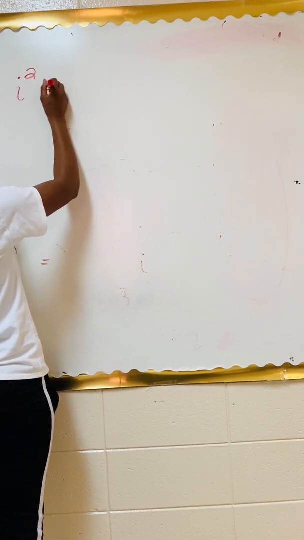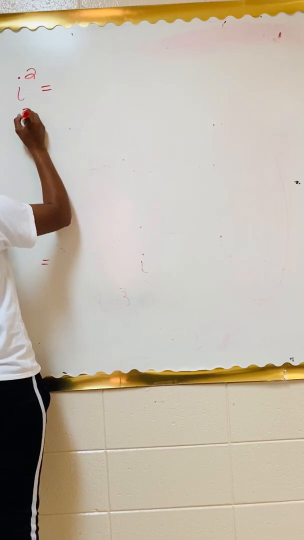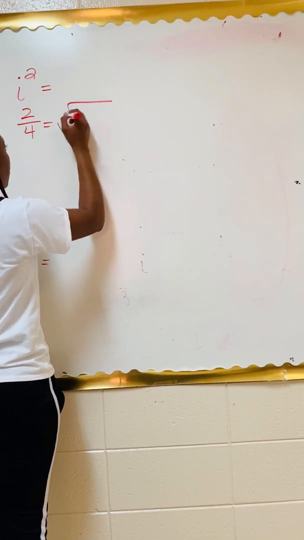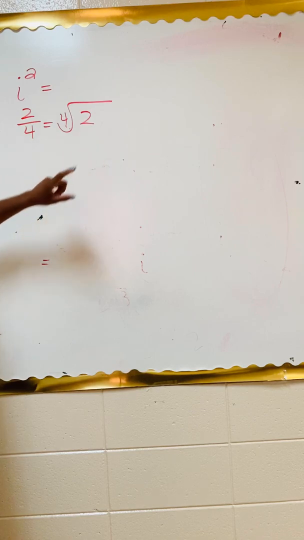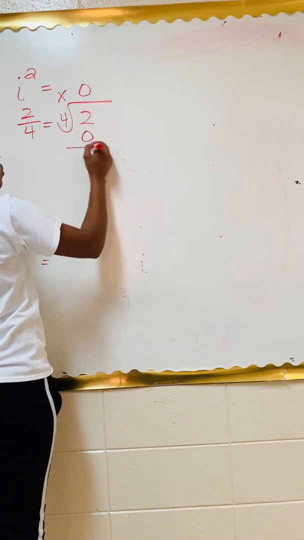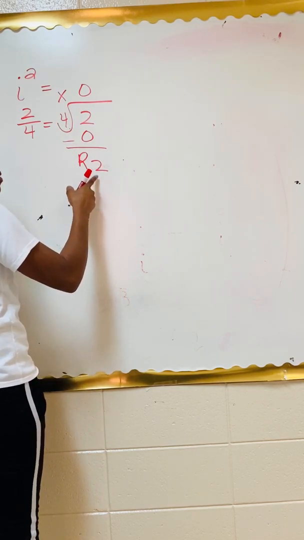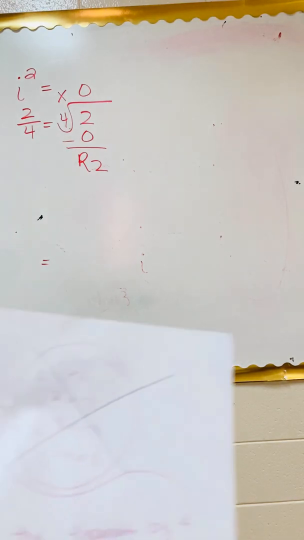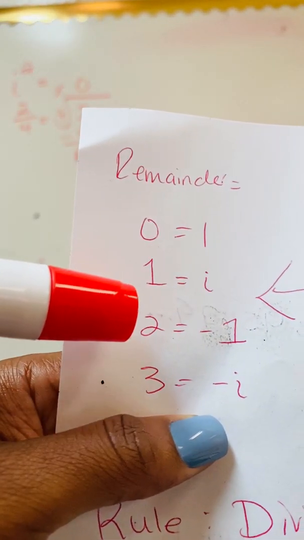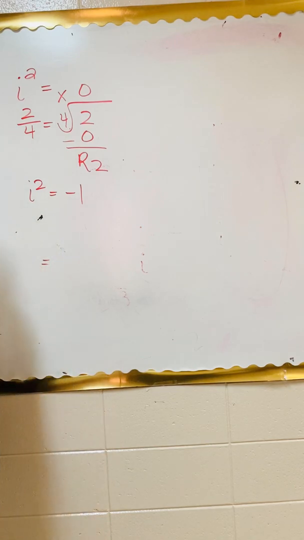Remember, you're going to take that exponent and divide it by 4. This is just like saying 2 divided by 4, where the 4 is on the outside and the 2 is on the inside. Divisor on the outside, dividend inside. 4 goes into 2 0 times. If you subtract, you get a remainder of 2. R stands for remainder. Because I have a remainder of 2, if you go back to your rules, you'll see that when you have a remainder of 2, your answer is -1. So i squared is equal to -1.